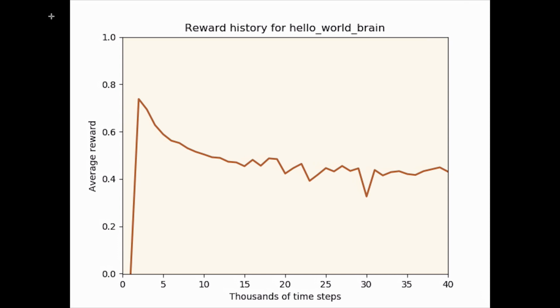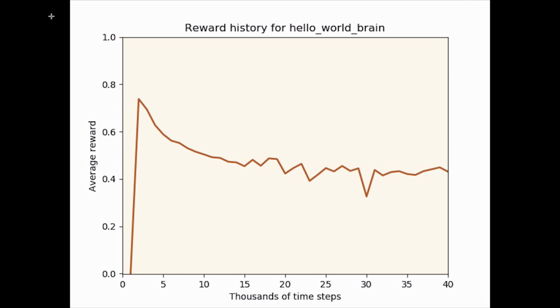Looking at the reward history for our hello world brain shows that by the time Becca has completed 2,000 time steps, it has learned pretty well how to choose between a cat or a dog string. After that, its performance settles in and flattens out. Two things about this are odd.